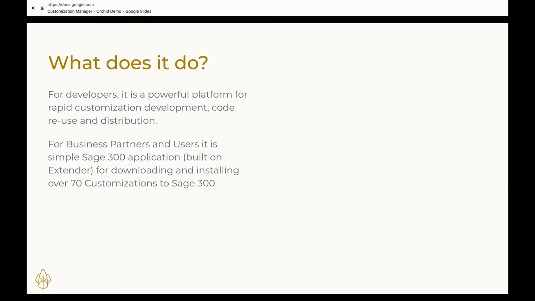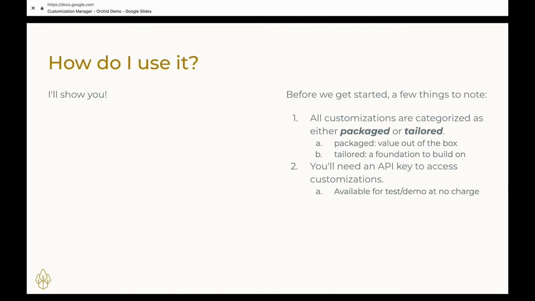So for developers, this is a powerful platform for rapid customization development, code reuse, and distribution, all the way out to the client. But for business partners and users, it's a simple Sage 300 application that's built on Extender itself for downloading and installing over 70 customizations to Sage 300. As to how you can use it, I'm going to show you.